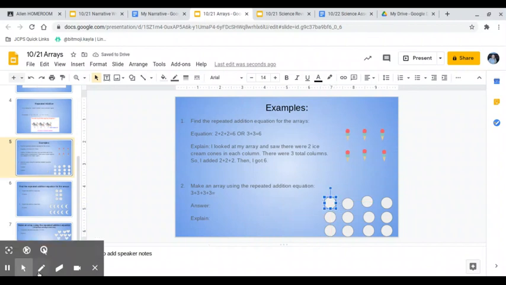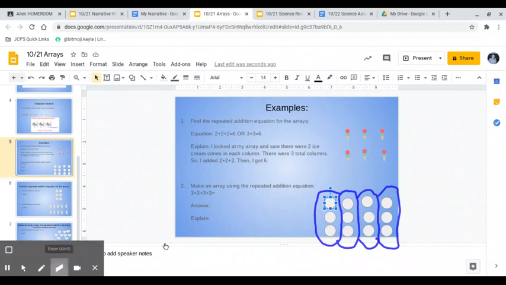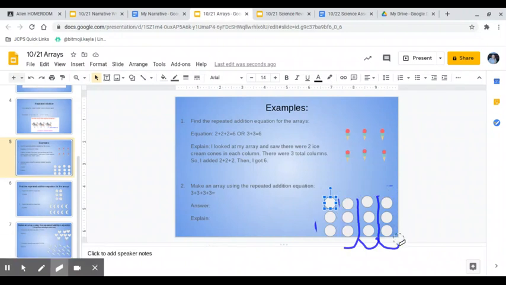Let me show you this way. 1, 2, 3, and 4. So that's where I'm getting my 3 plus 3 plus 3 plus 3, because I have 1, 2, 3, 4 different times. 3 plus 3 plus 3 plus 3. Now let me show you another way you can also make an array with this equation.